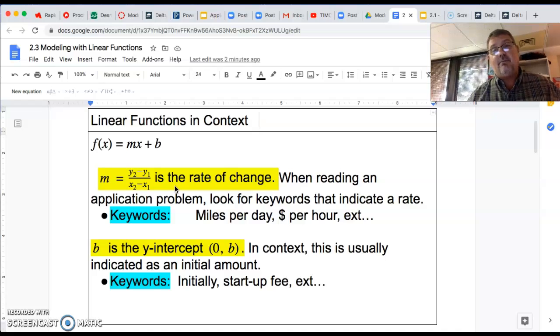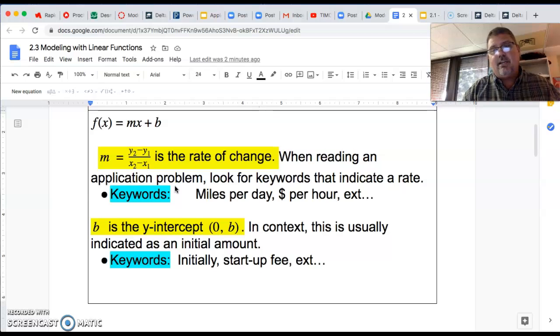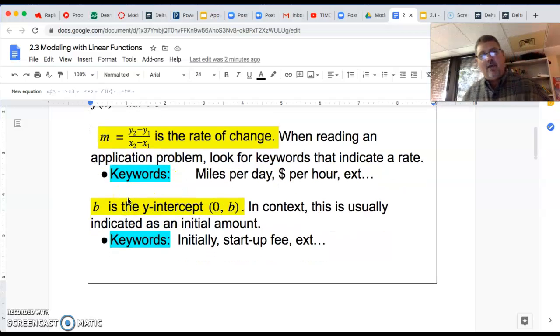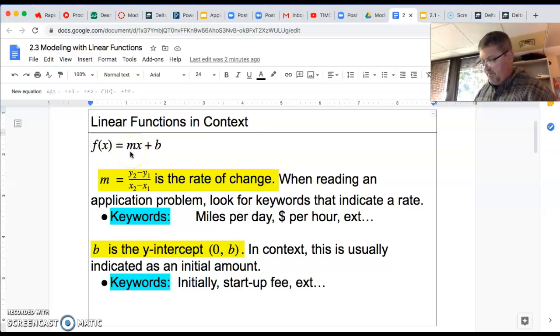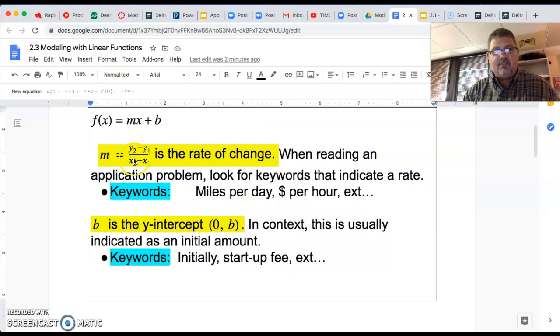Now that's the easier type, and they just give you a rate up front. All right, and you'll see what I'm talking about in a minute. Another thing they might give you right up front in the text is the y-intercept, because remember that's what you need to write this equation. When you find this y-intercept in context, it's an initial amount. The reason being is if you're dealing with a function that has a time element and it was 0, how much did you start with, or something like that. And don't forget your y-intercept is always 0, b.